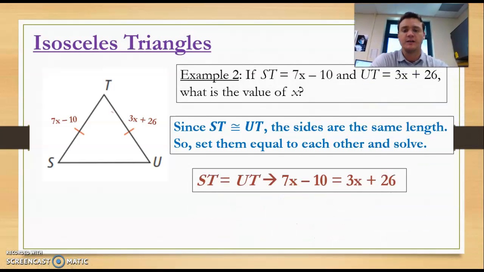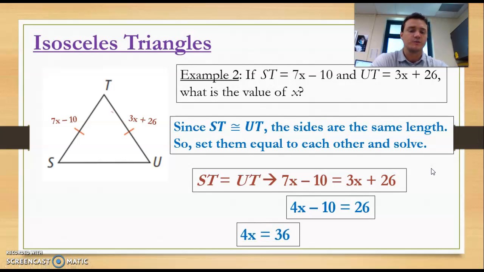Our setup here would be ST equals UT, so 7x minus 10 equals 3x plus 26. You're just setting them equal to each other, and then solving for x. So we'll have 4x minus 10 equals 26, 4x equals 36, so x equals 9. If you wanted to take a step further, you could plug in the value of x to figure out what these sides are. 9 times 7 would be 63 minus 10, so this side would be 53. That means this side over here would have to be 53 as well because they have to be congruent.